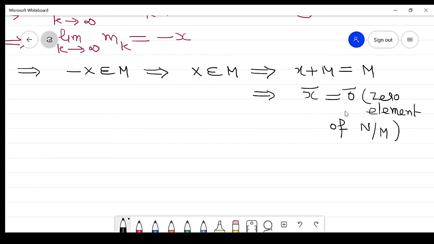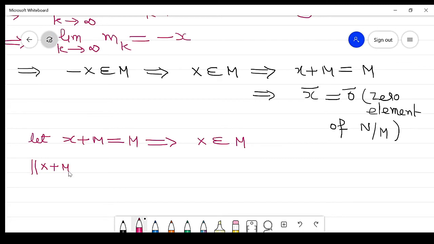Now this x bar is equal to 0. So it means, let x plus M, which is equal to capital M, right? This is a 0 element and this is x bar. If it is a 0 element, then by definition of coset, it means x belongs to M. So remember this. Our purpose is to show that the norm of x plus capital M is equal to 0, right?